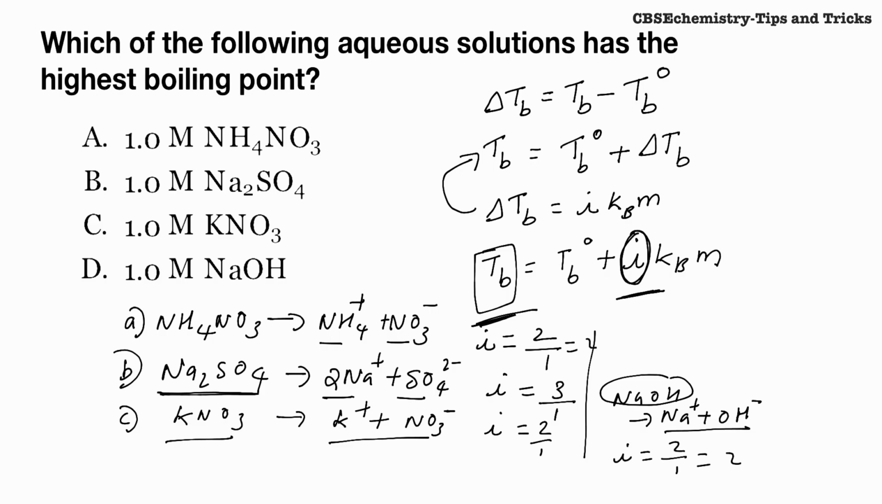So for NH₄NO₃ it is 2. For Na₂SO₄ it is 3. For KNO₃ it is 2. For NaOH it is 2.